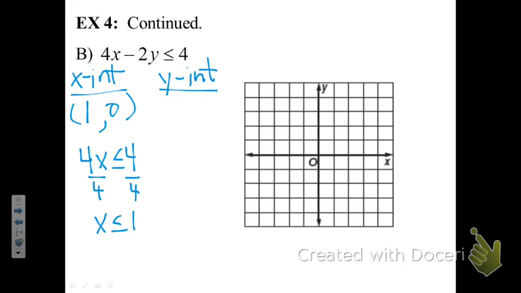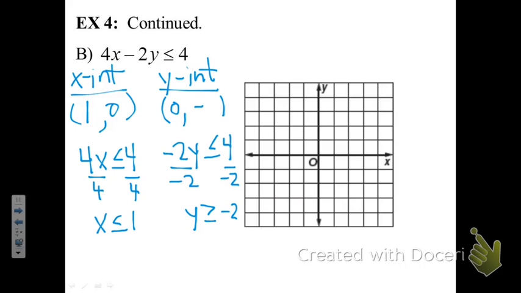The y-intercept is when x is 0, so I put 0 in for x, and that 4 times 0 becomes 0, so I'm going to leave it off and write negative 2y is less than or equal to 4, divide by negative 2, and y is greater than or equal to negative 2. Okay, so I can go graph those 2 points, over 1 up 0, over 0 down negative 2. I can draw a line. It is solid because it is an inequality, and then I have to decide region 1 or region 2 to shade. So I'm going to choose a point here, 0, 0.